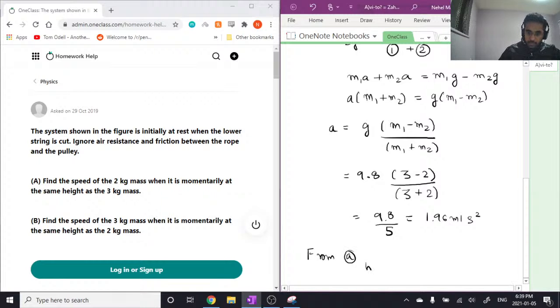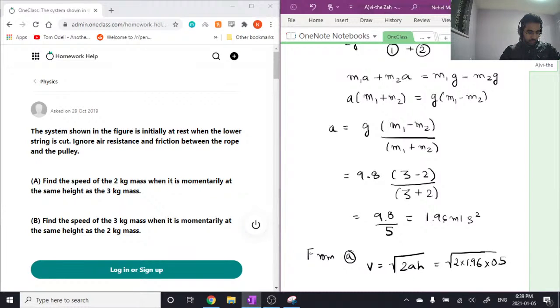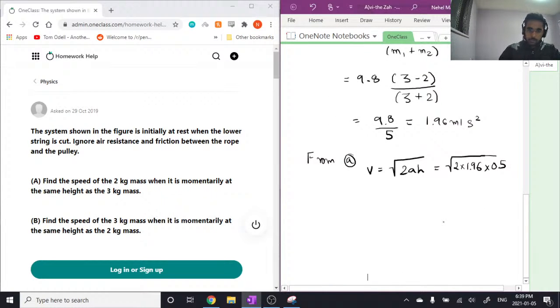So from equation A, we had v is equal to the square root of 2ah, which would become the square root of 2 times 1.96 times h, which was the height, which we know is 0.5. So on solving this, we would get the square root of 1.4. So v is equal to 1.4 meters per second is the solution for part A.